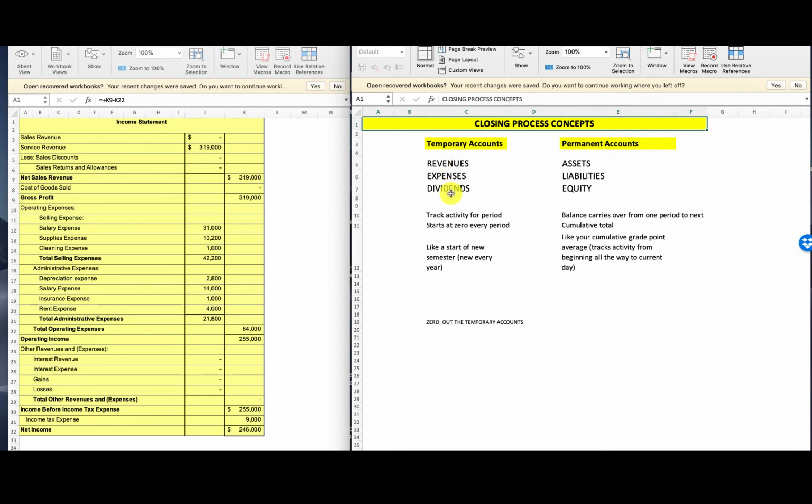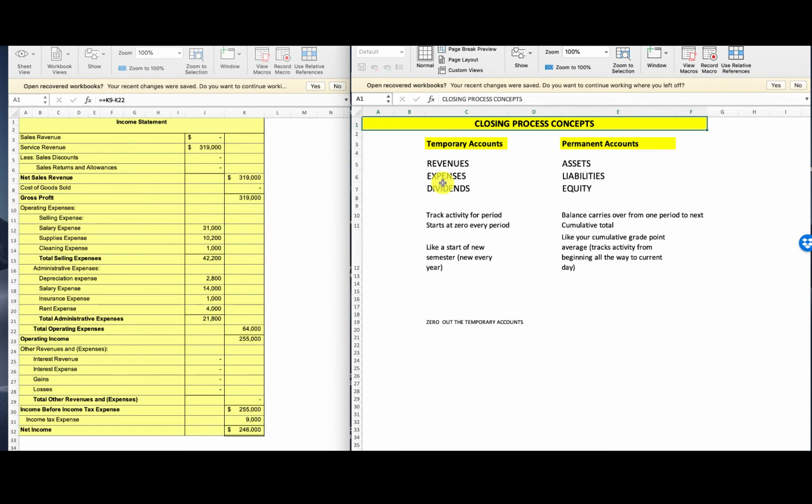Okay, so revenues, expenses, and dividends, these are period of time accounts. They track activity over a period of time. So when the period is finished, then you have to start over at zero. So what is the closing process? The closing process is zeroing out the temporary accounts. That's the whole point. It's making these income and expense accounts and the retained earnings dividend accounts zero, so that when you start a new period, they track activity.